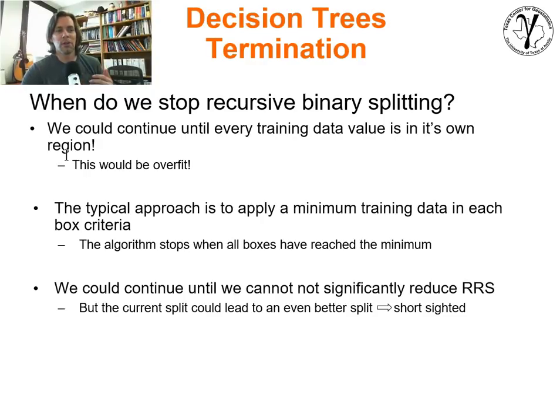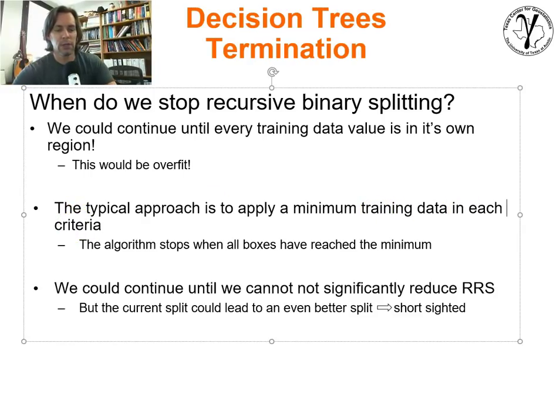Typical approach is to apply some type of criteria. You could say that I need a minimum number of training data in each one of the regions. Basically you're saying I have to calculate an estimate in each region, and I do that as the average. But if I have fewer than 5 training data, can I really calculate an average? Will it not be too noisy? And so that would be your criteria.